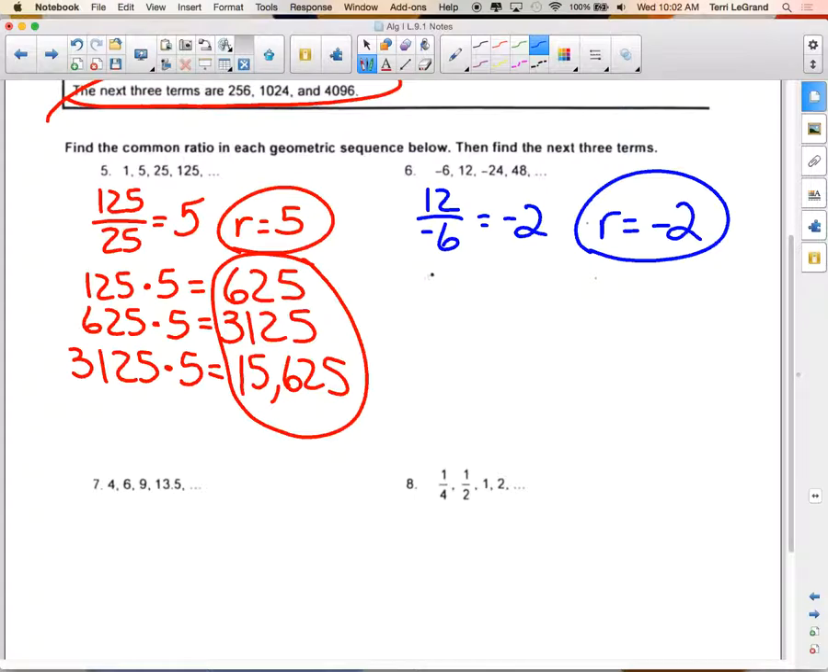And now we will take 48 times negative 2. And should our next term be positive or negative? Negative. Should be negative because 48 is positive. So I think it will be, won't it? What's 48 times 2? 96. So negative 96. Negative 96 times negative 2.